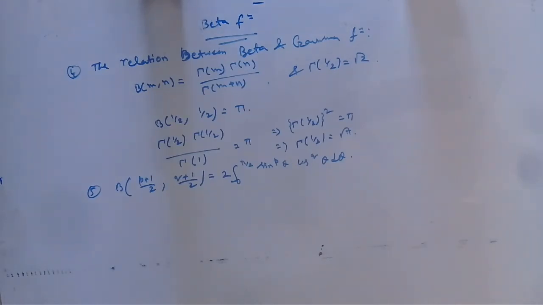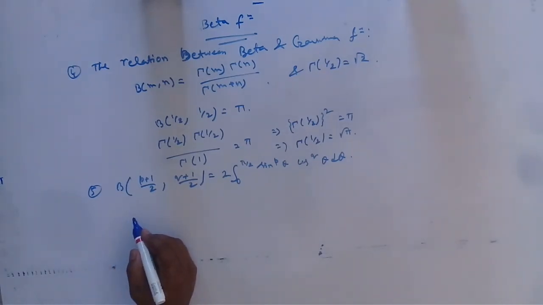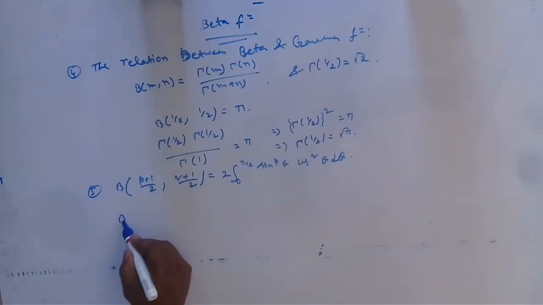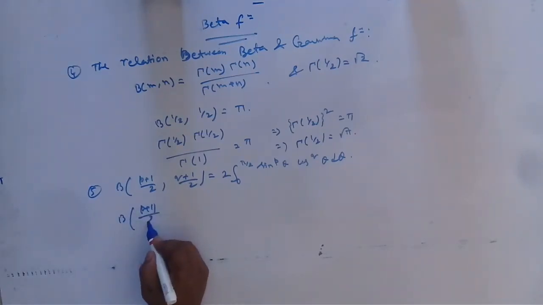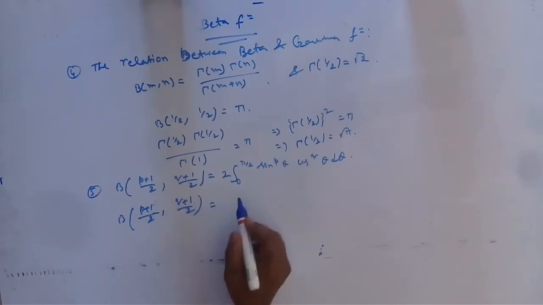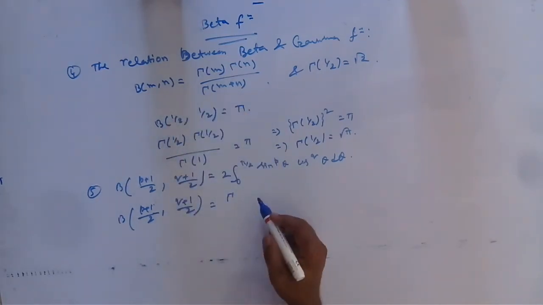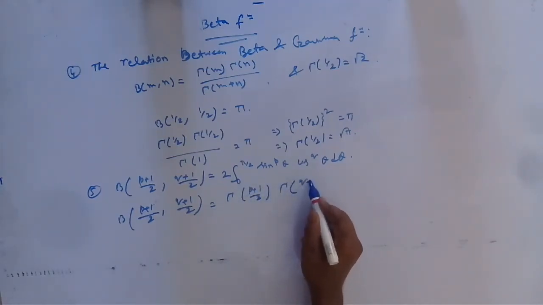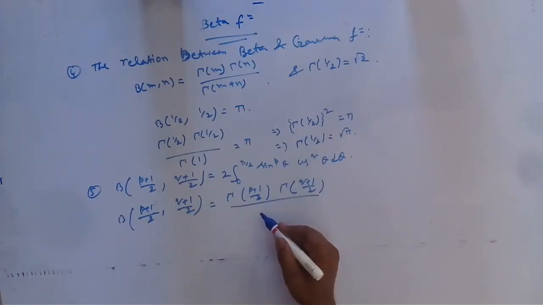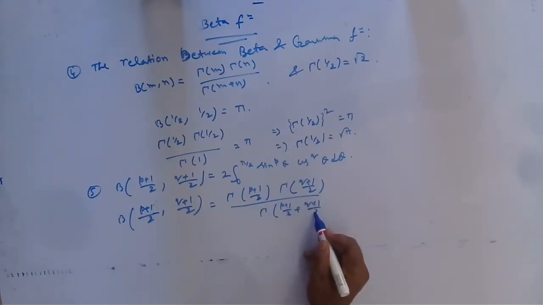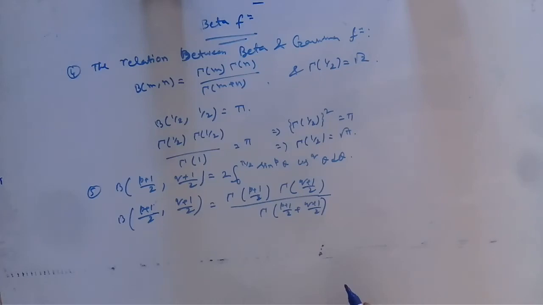So the proof is: beta of p plus 1 by 2 comma q plus 1 by 2 is equal to, by the relation between beta and gamma function, we can write gamma p plus 1 by 2 gamma q plus 1 by 2 by gamma of p plus 1 by 2 plus q plus 1 by 2. Okay.